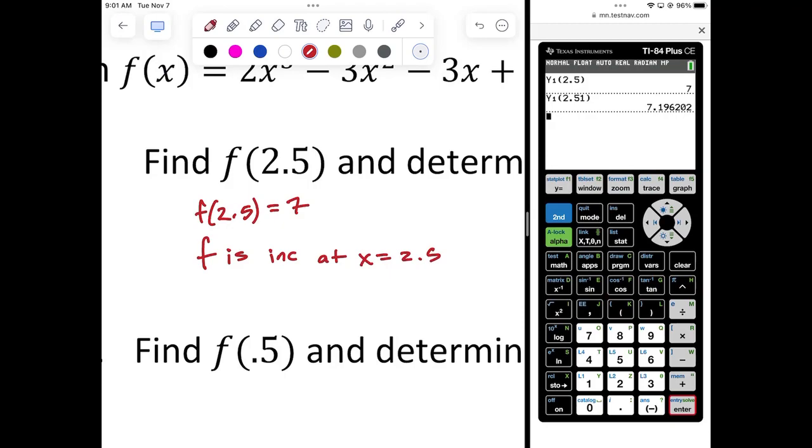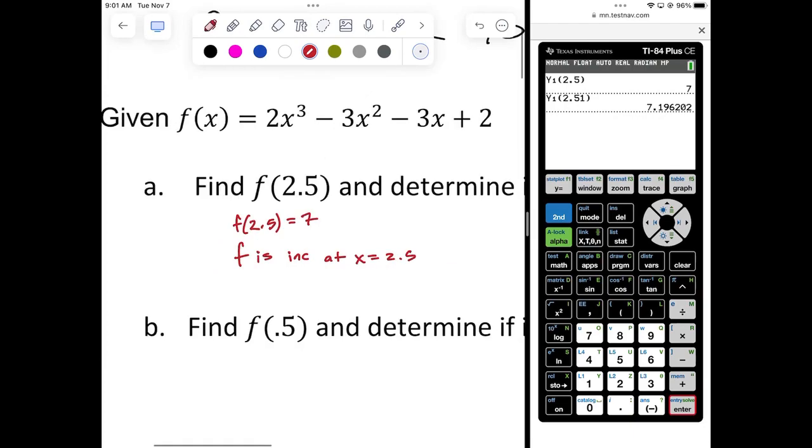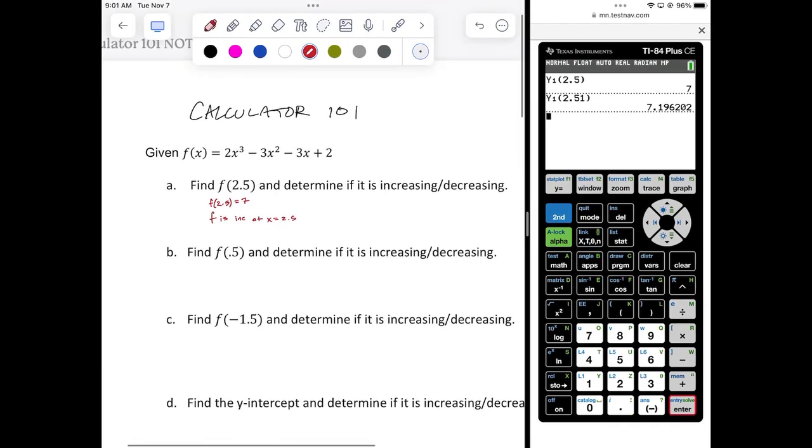If I hit enter, I can compare the two, right? What happened to my y value when I went from left to right? Did it go up or down? It went up, so we can tell that it's increasing. So this is how we can use data to help us understand what's happening with the function.